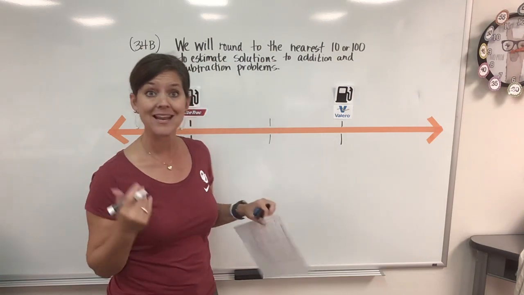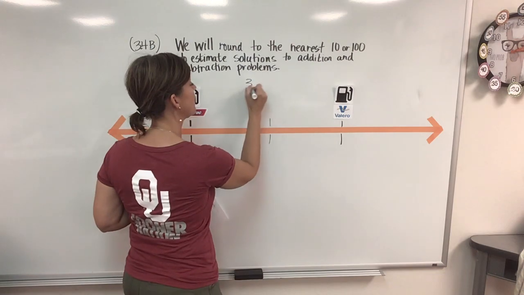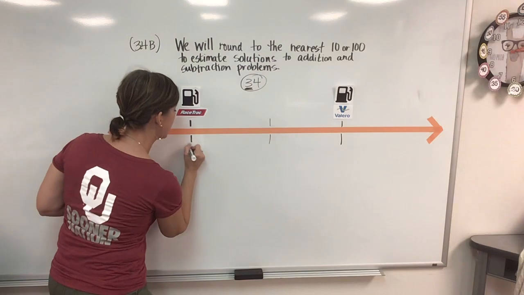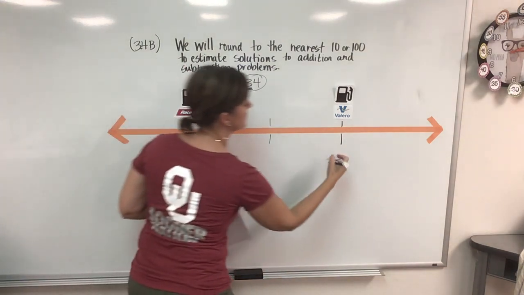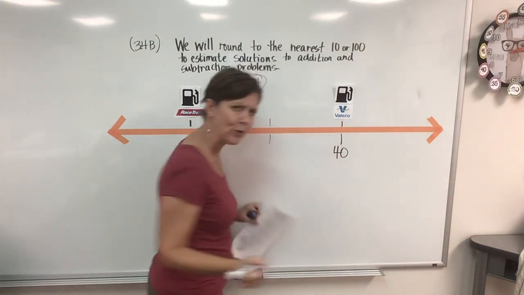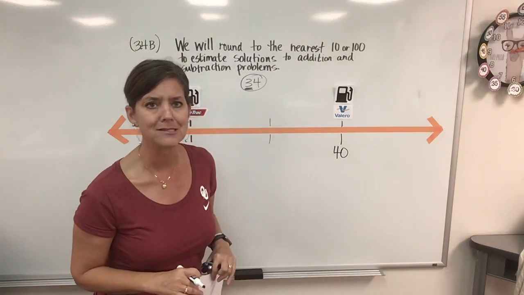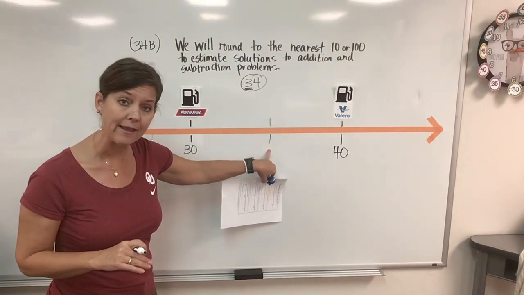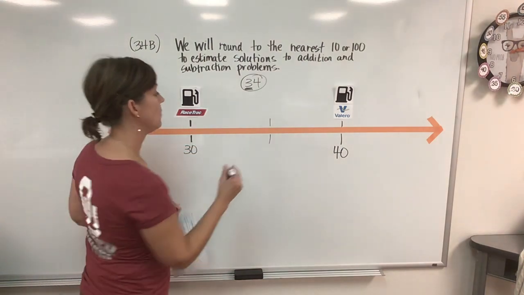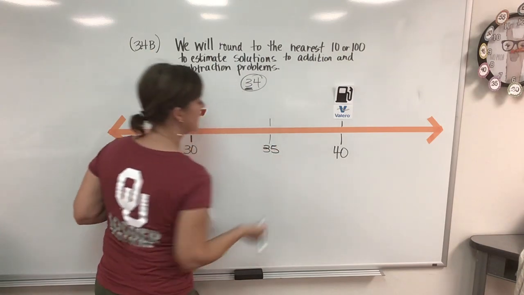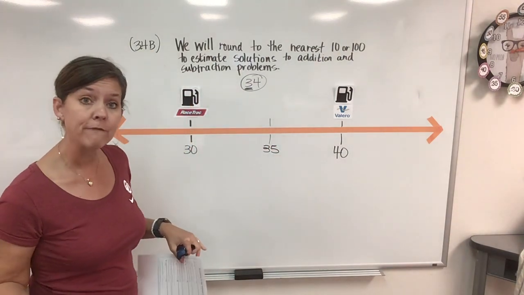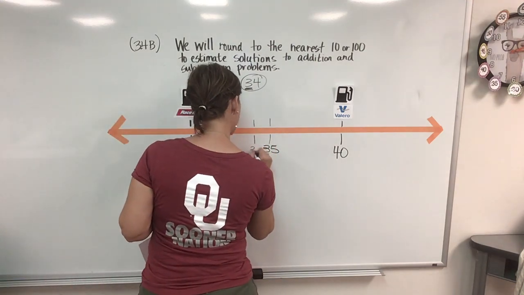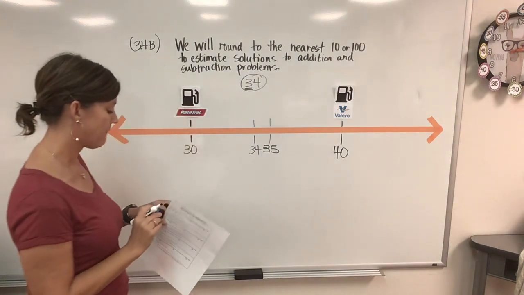Well, the first 10 is 30. Okay, if I'm looking for 34, the first 10 is always the first number. So that's 30. And then I would count and do my next 10. 30, 40, right? You know how to do that. You've been doing that since kindergarten. Okay, so now I'm going to say what's halfway between 30 and 40. Well, that's 35. And where would 34 be? Well, think about counting. 34 is going to be right here before you get to 35.